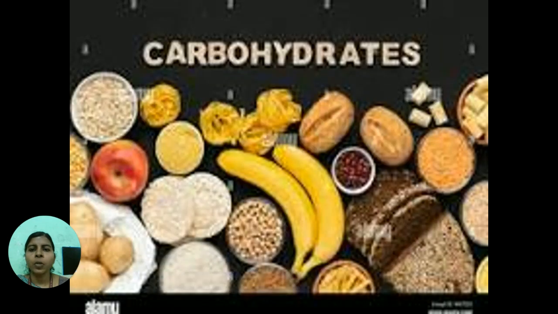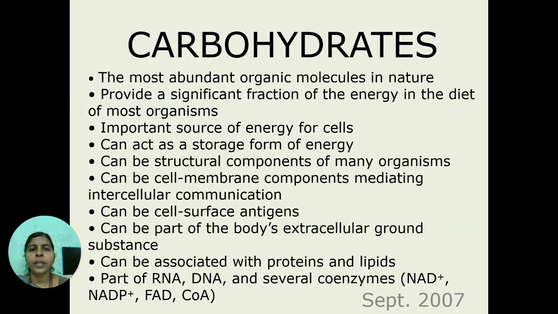Next, introduction to some carbohydrate sources. Carbohydrate: the general formula for carbohydrate is CnH2nOn. It includes carbon, hydrogen, and oxygen, and is the most abundant organic molecule in nature. Carbohydrates provide a significant fraction of the energy in the diet of most organisms. Carbohydrate is an important source of energy for cells. Carbohydrate can act as a storage form of energy.